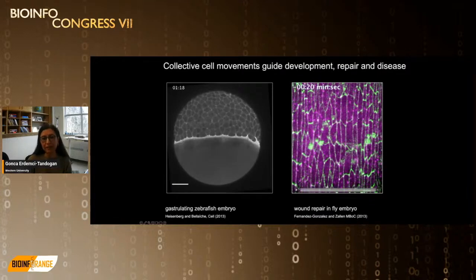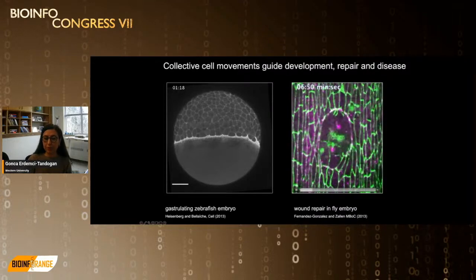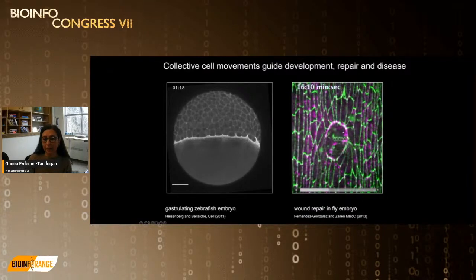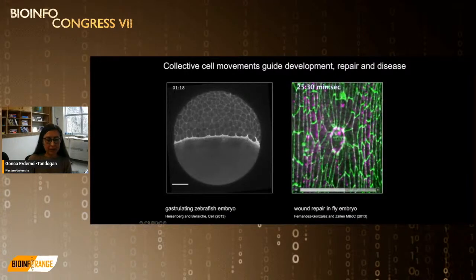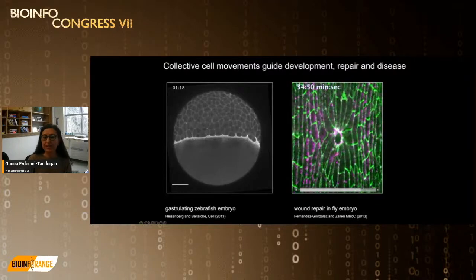On the right here, these more elongated cells that you see are the epidermis of the fruit fly embryo, which is the skin of the fruit fly embryo. In the middle here, you are seeing a laser cut, which creates this big wound between the cells. This gap is the wound. And you can see here again a bright cable, which is again a tension-bearing cable. This contractile tension contracts the cells and eventually helps the wound to be closed.